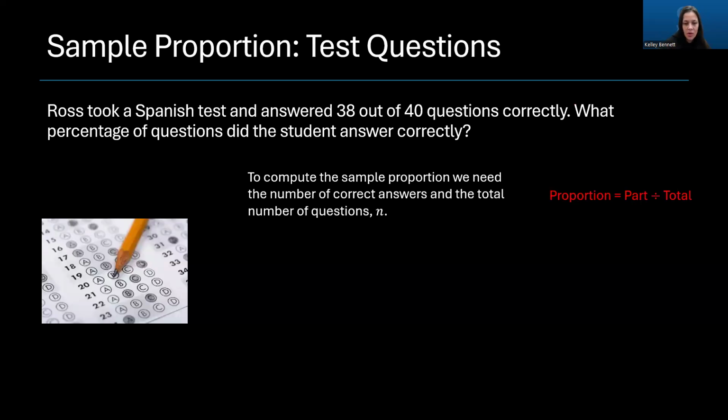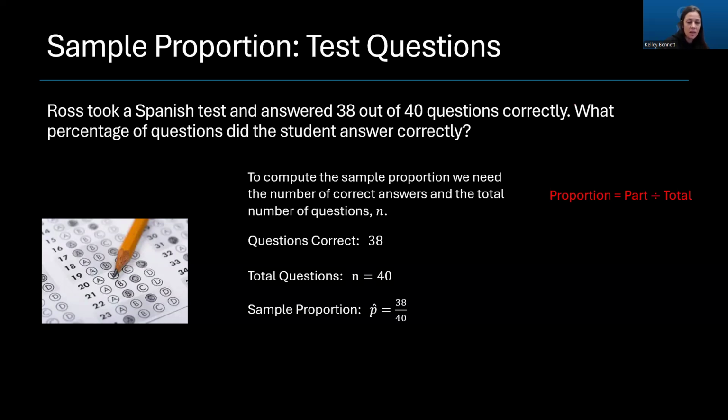And the way that we can compute proportion is just the part over the total, or how many questions he got right over the total number of questions n. So we're just taking it from the problem. We don't need to do any computation yet. We're told that he got 38 questions correct. We're told that there are 40 questions on the test. So our job is to divide. Our sample proportion is going to be written as P hat, has a hat on it. So it's just going to be questions correct over total questions. 38 divided by 40. So you could put that in your calculator, 38 division symbol 40 equals, and you're going to get P hat equals 0.95.